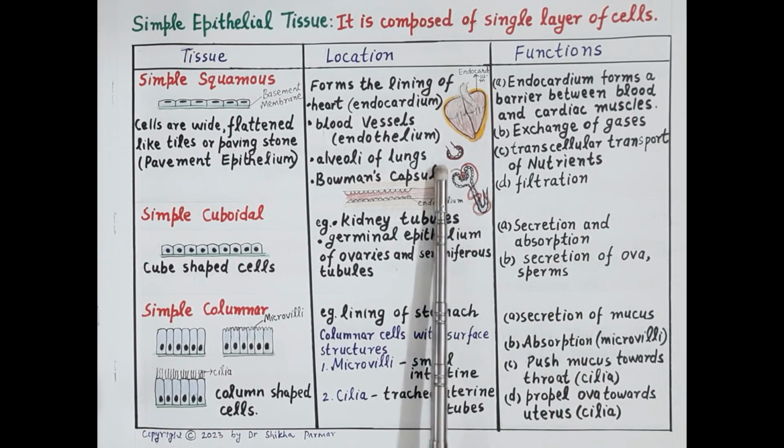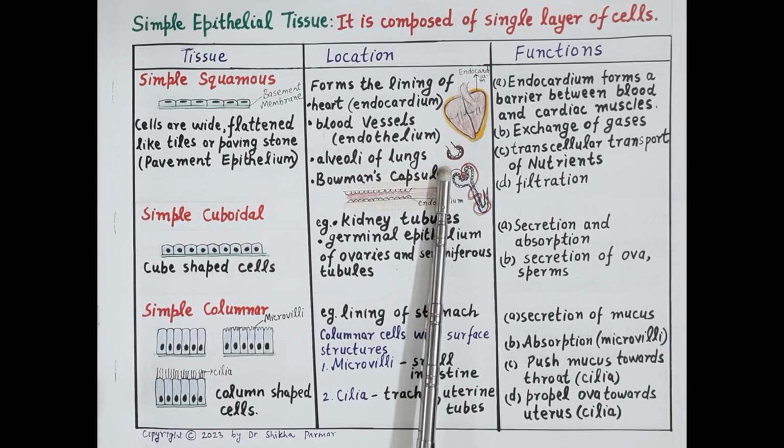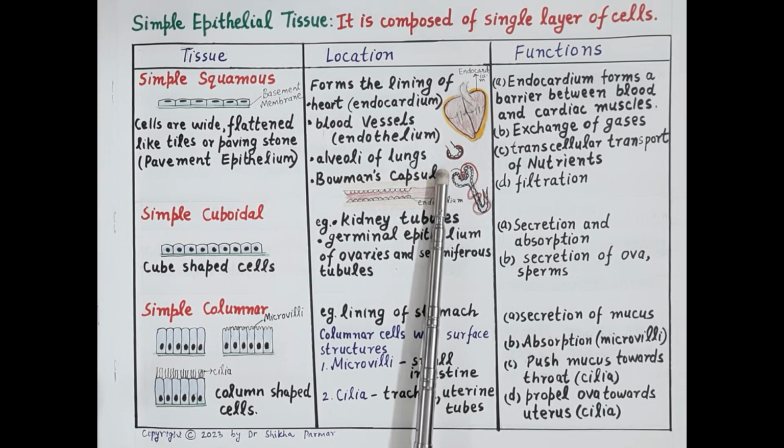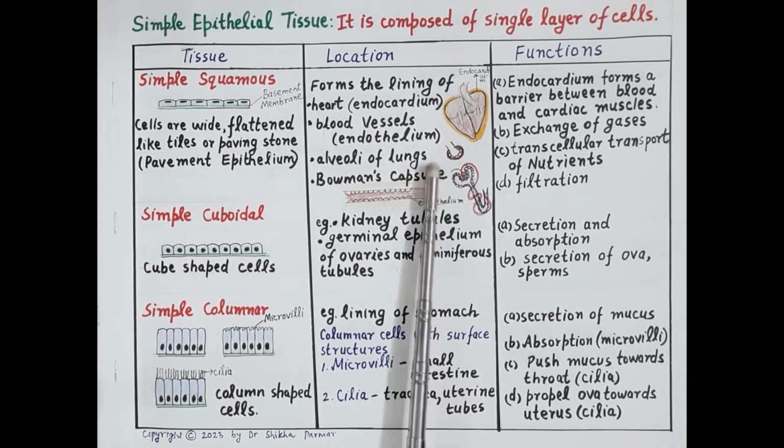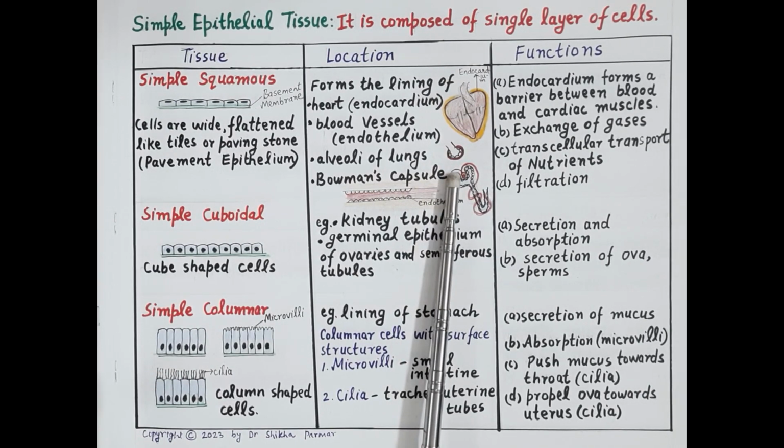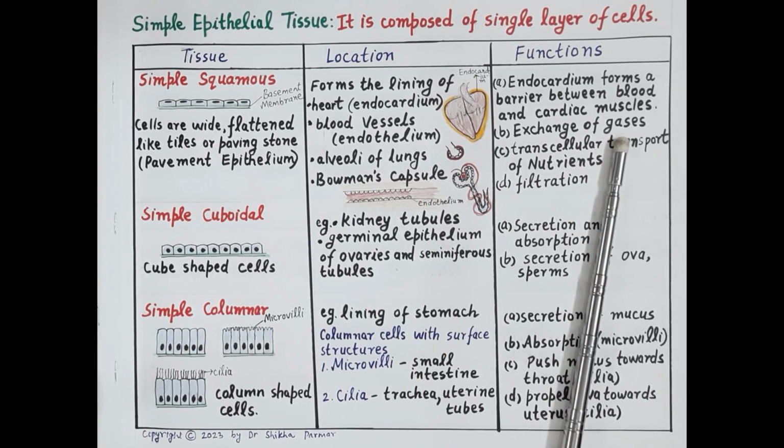Then it also forms the lining of the alveoli. Alveoli, as we know, are the air sacs in the lungs. And here the epithelial lining mediates the exchange of gases between the alveoli and the adjacent blood capillaries. So here also the function of simple squamous epithelium is the exchange of gases.